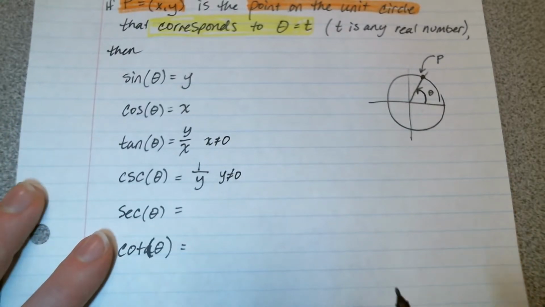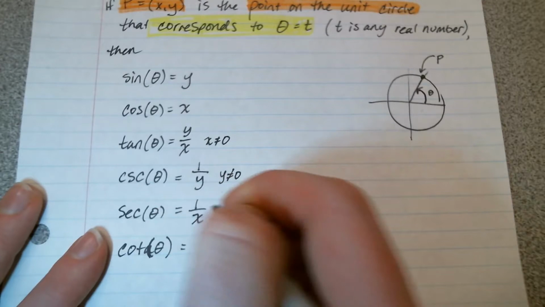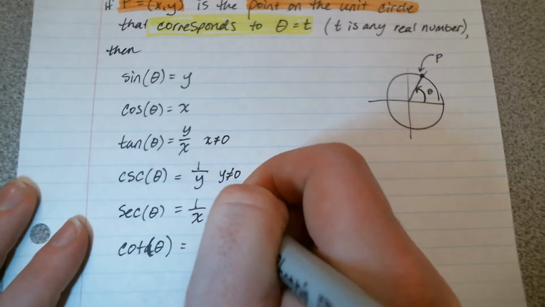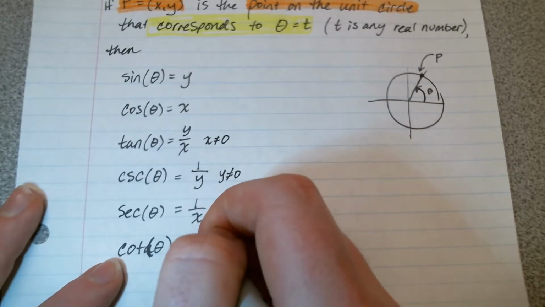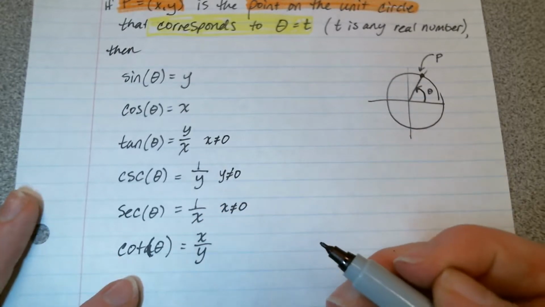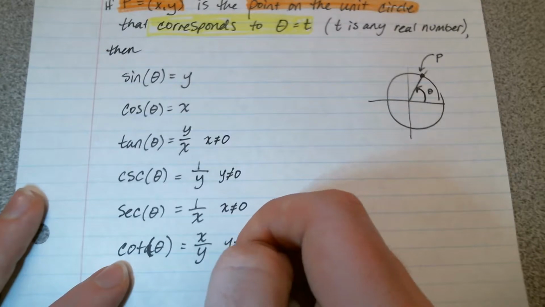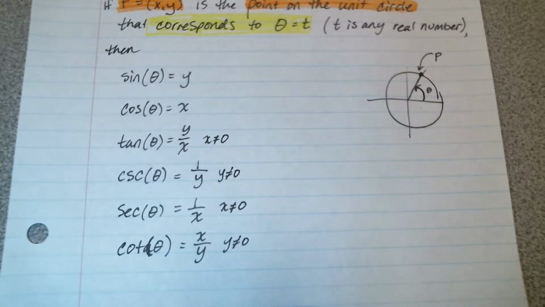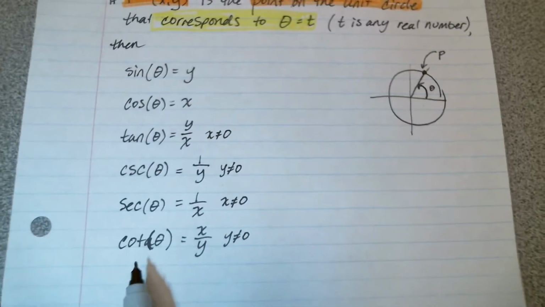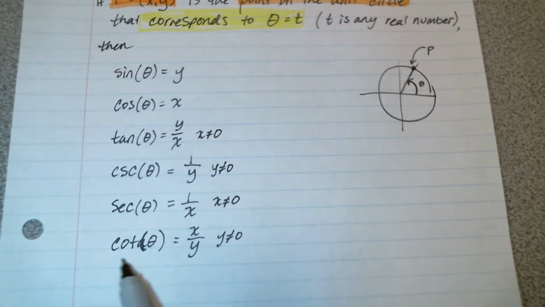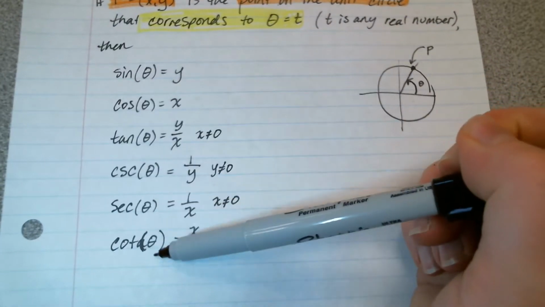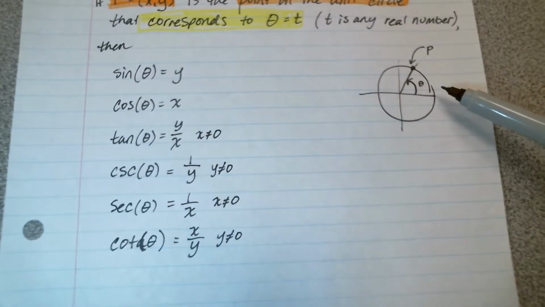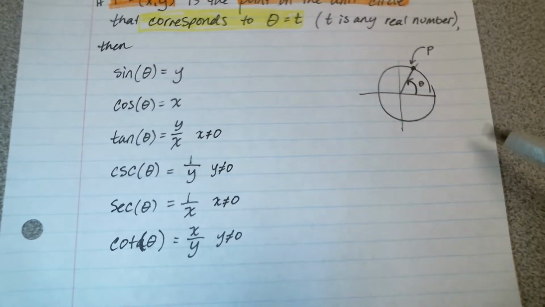Similarly, secant of theta is 1 divided by the x coordinate. And cotangent of theta is the ratio of the two, x over y. So I'm going to show you some examples of where we evaluate these trigonometric functions at an angle, and we're going to use the unit circle to do that.